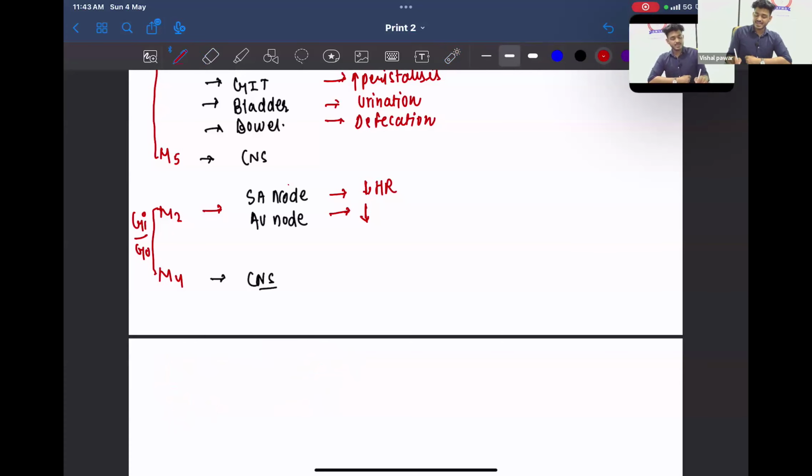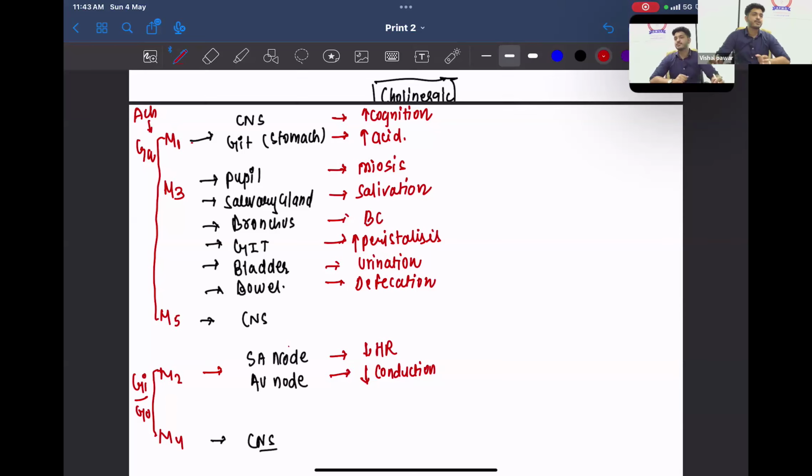So if the AV node will be decreased, what is going to happen? Conduction will be decreased. You understand these things, right? So this is going to be the function. Now you can apply it anywhere, to any disease that you understand, right?